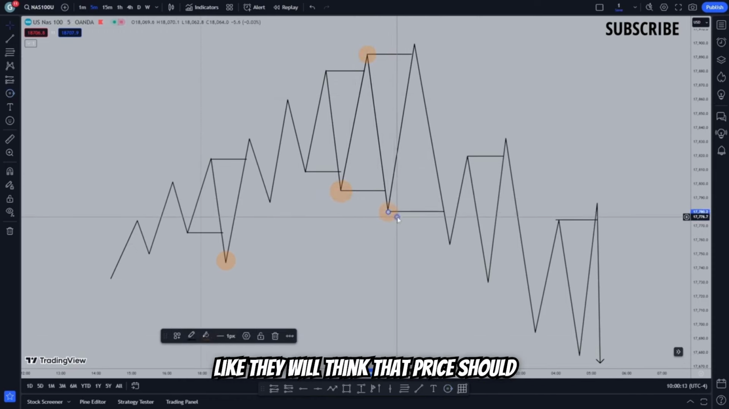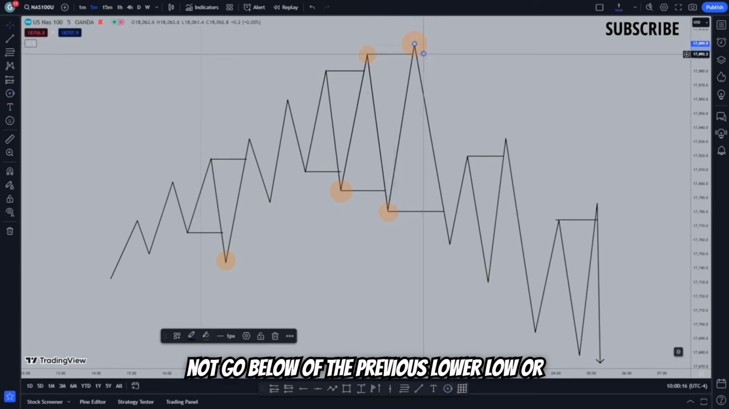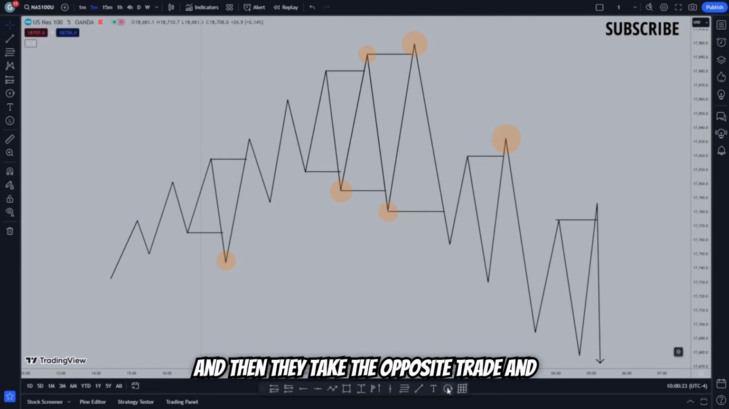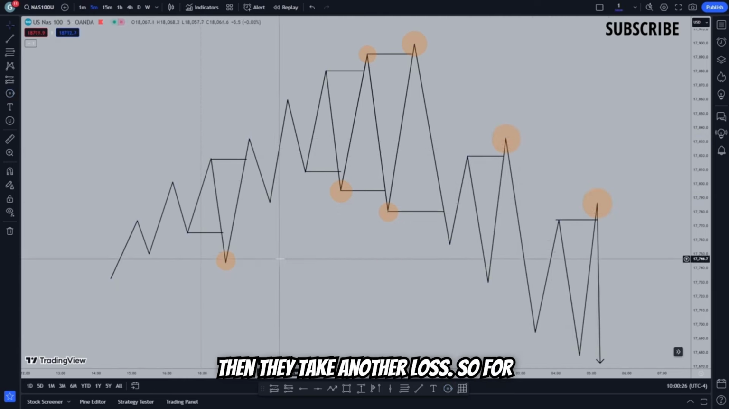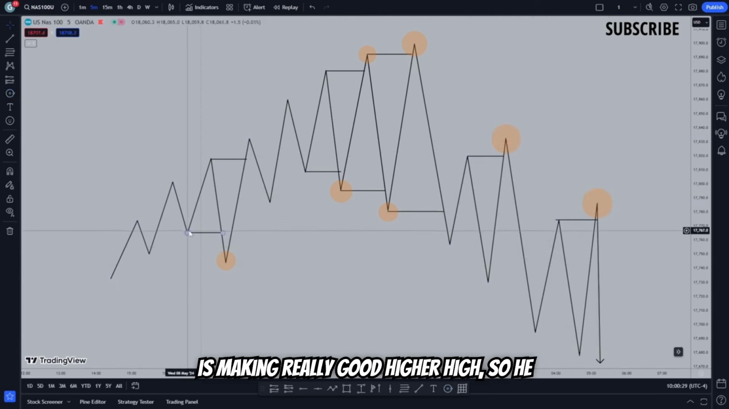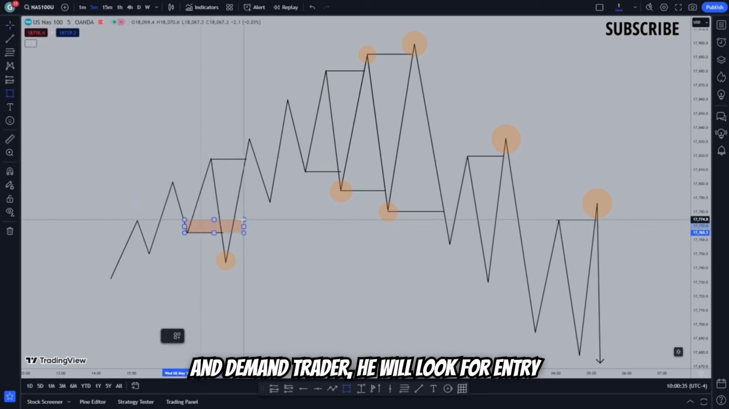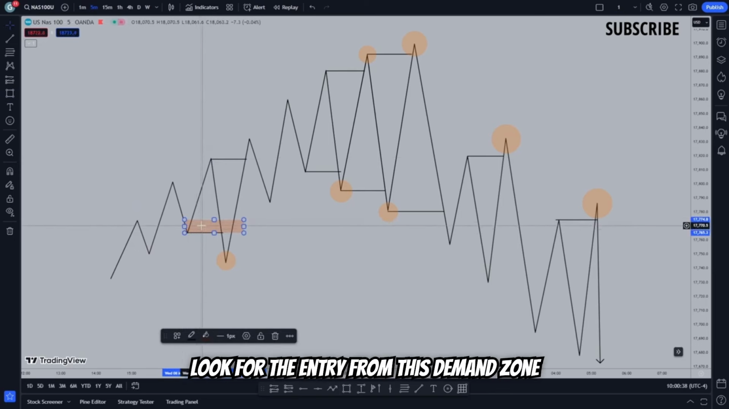Okay, they will think that price should not go below the previous lower low or higher low, but price goes, and then they think that it is a market structure shift, and then they take the opposite trade, and then they take another loss. So for example, if somebody is seeing that price is making really good higher highs, if he's a supply and demand trader, he will look for entry from this demand zone, right? He will look for the entry from this demand zone.